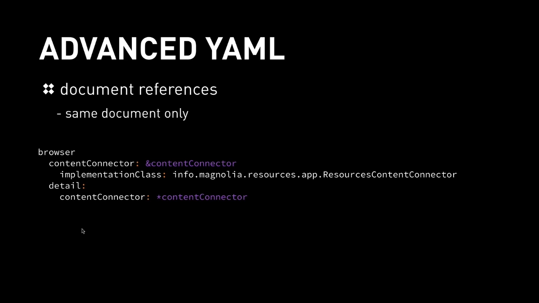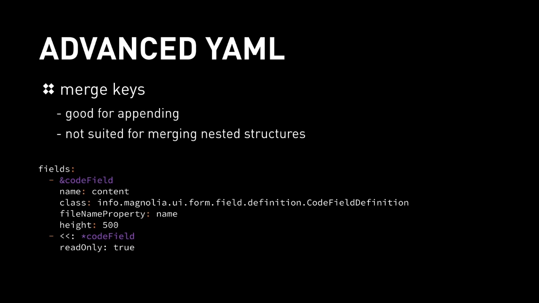Now, some advanced YAML to start with: document references. This is a standard feature of the YAML spec. So you can just declare an anchor-like tag and then reference it by using a pointer syntax. And expanding on that, this is also standard YAML. It's called merge keys. So you can also reference another node of the YAML document and, let's say, add properties and so on. It might not work well for big nested structures though, so beware of that.